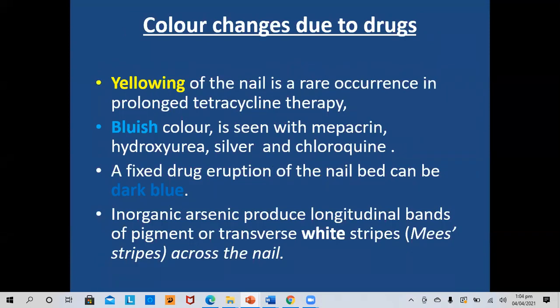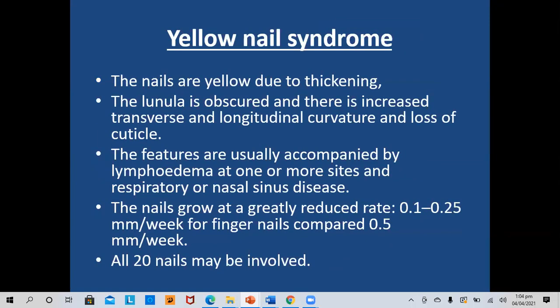Color changes due to drugs. Yellow coloration of the nail plate occurs because of tetracycline therapy. Bluish color is seen due to mepacrine, hydroxyurea, silver, and chloroquine. In fixed drug eruption, the nail bed can be dark blue. Inorganic arsenic poisoning produces longitudinal bands of pigmentation or transverse white Mees lines along the nail. So it can produce both longitudinal bands as well as transverse white bands.